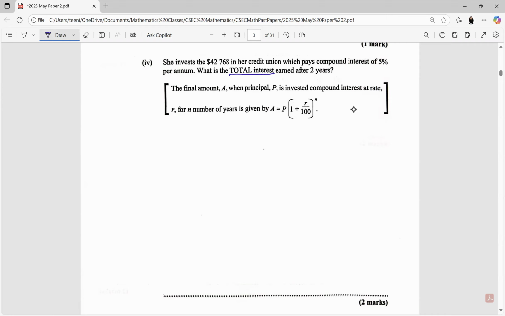So what is the principal in this question, guys? What was her initial investment? That's what the principal, P, refers to. 42,768. And then, Joshua, what is the rate, R?